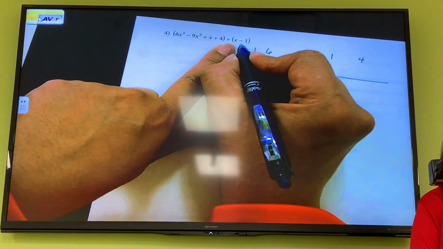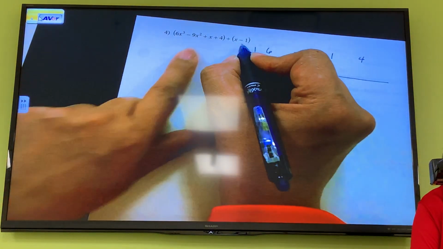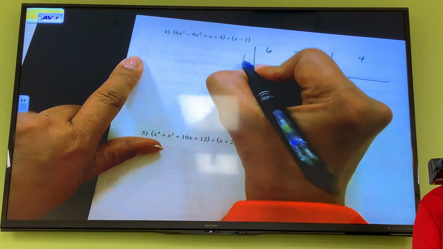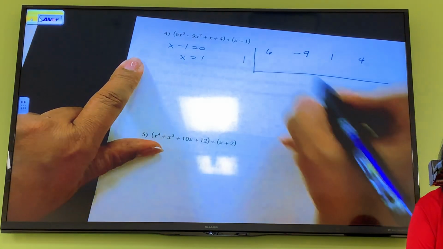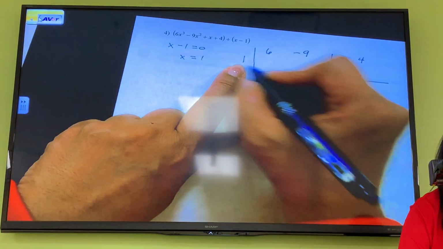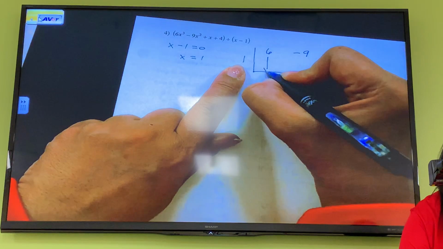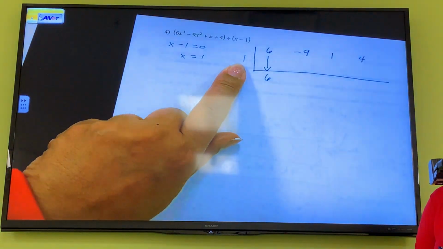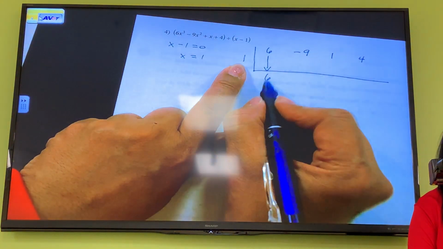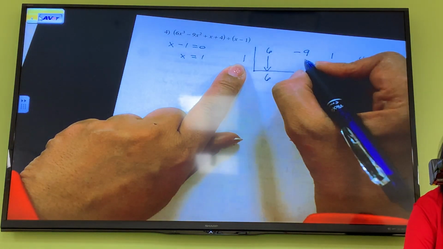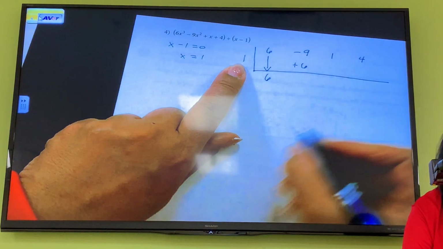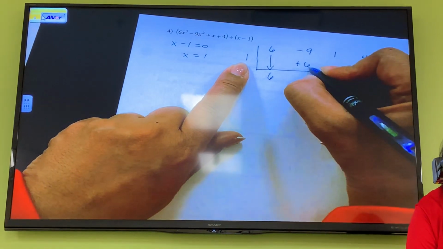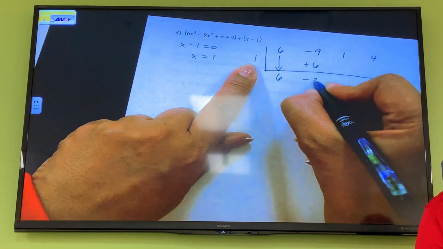Outside, since it's x minus 1, what will be the x? 1. It will be 1. Because you put x minus 1 equals 0, so x equals 1. So this is our divisor. So we're going to start by bringing down the 6. Multiply 6 times 1, which is positive 6. We're going to write it in the bottom of negative 9. Then you put negative 9 plus 6, which is negative 3.